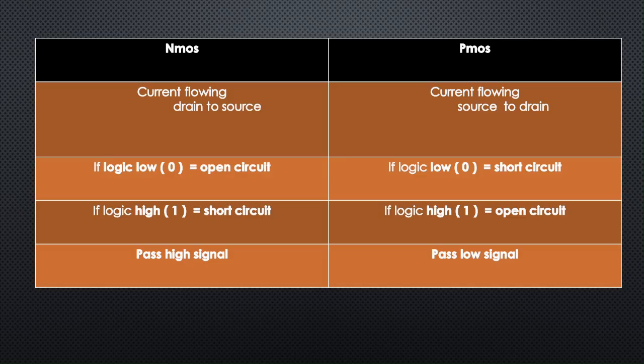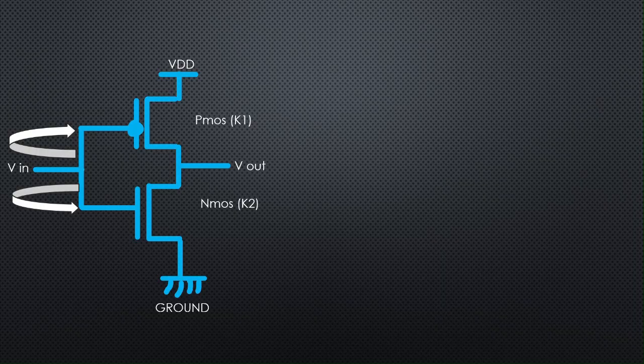Now let's see how NMOS and PMOS are used together to build a CMOS circuit. CMOS, complementary metal oxide semiconductor, uses NMOS and PMOS transistor technology to build the CMOS inverter. An inverter is a logical NOT gate: input 1, output 0; input 0, output 1. It uses a PMOS and an NMOS transistor, with VIN as the input voltage and VOUT as the output voltage.